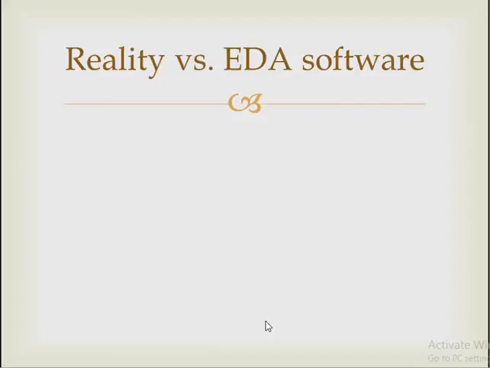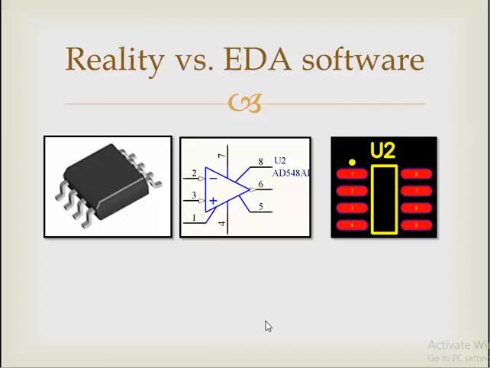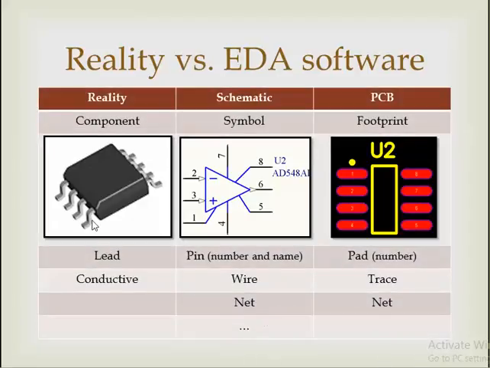Reality versus EDA software. Real components, schematic symbols, PCB symbols. A lead is equal to a pin on the schematic symbol and equal to a pad on the PCB symbol. PCB symbols we call PCB footprints. A conductive connection is equal to a wire on schematic symbols and equal to a trace or track in PCB.